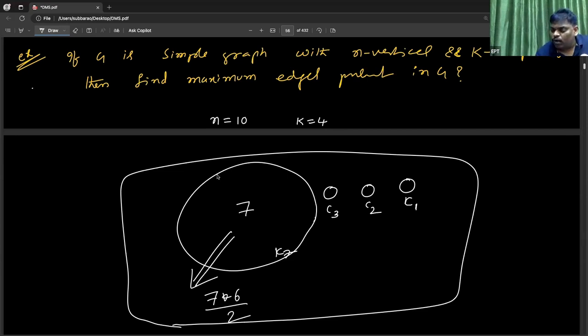Now some people are asking, sir, how did you get this number 7? From the total 10, remove the 3 outside. Then you get 7. Can I write 3 in terms of k? I think it is n minus, k minus 1. N value 10, k value 4, 4 minus 1 is 3, 10 minus 3 is 7. Am I right? Will you agree?